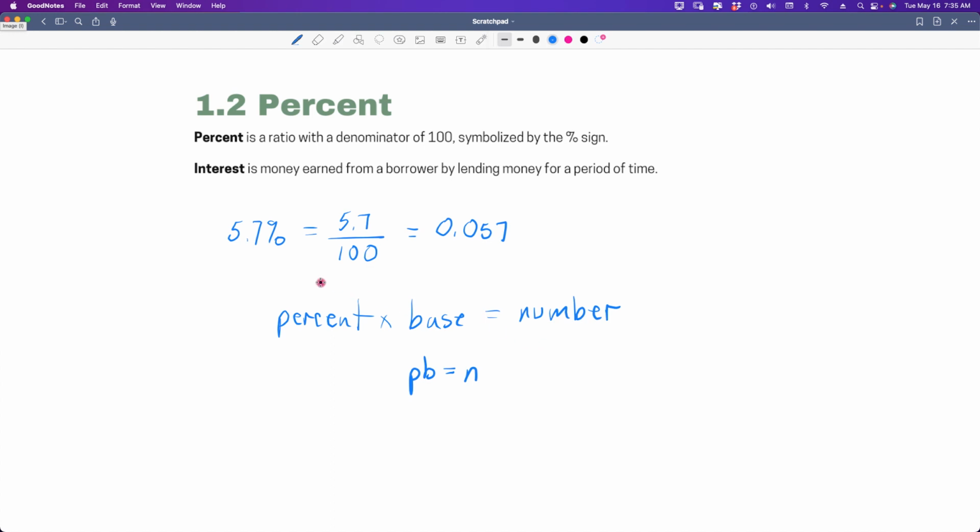So keep in mind this process here. You're going to want to write down this process of percent to fraction to decimal so that you can remember how to solve these upcoming problems.